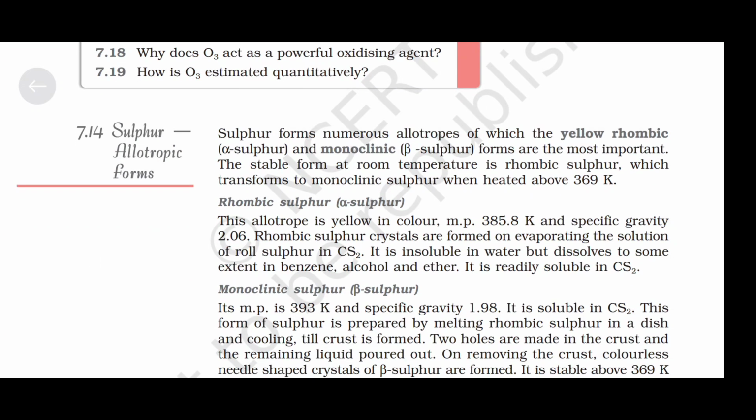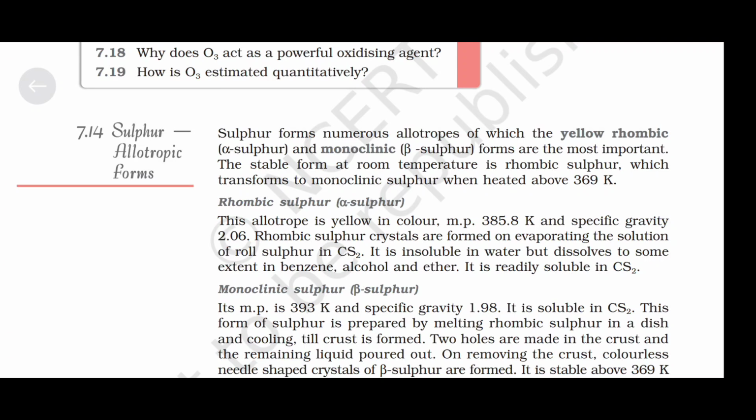Sulfur. Allotropic forms. Sulfur forms numerous allotropes, of which the yellow rhombic alpha sulfur and monoclinic beta sulfur forms are the most important. The stable form at room temperature is rhombic sulfur, which transforms to monoclinic sulfur when heated above 369 Kelvin. Rhombic sulfur, alpha sulfur.